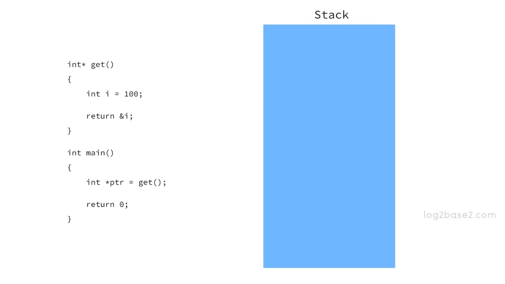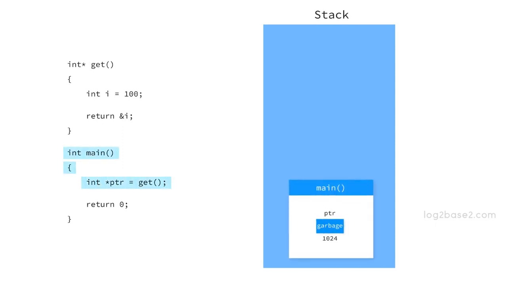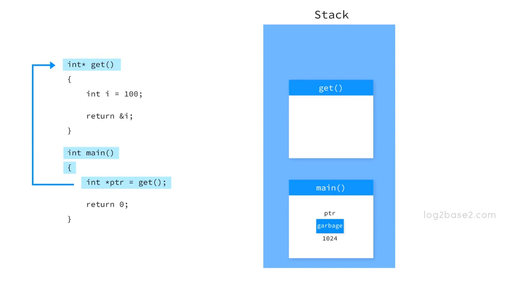So we have the main function and a user-defined function get. Execution begins from the main function and we have int star ptr equal to get. That is, we are calling the function get and whatever the function returns will be stored in ptr. So control goes to the function get and we can see the return type is int star. That is, it returns an integer pointer or the address of an integer variable.